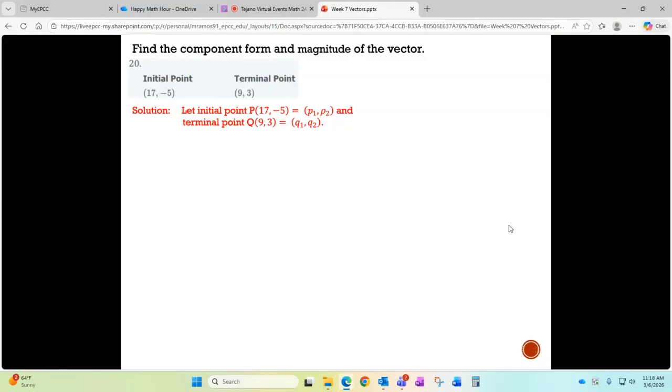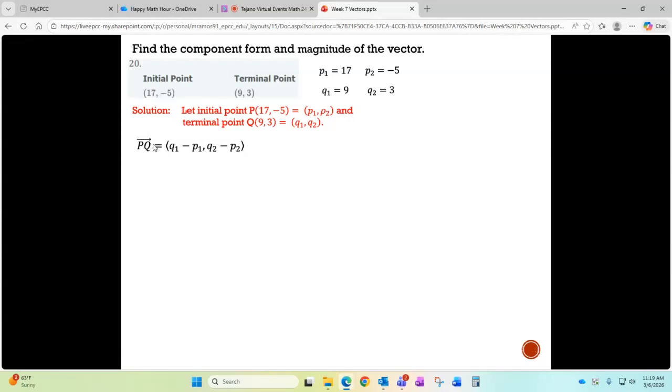Okay, let's do another example. Find the component form and the magnitude of this vector. Initial point of 17, -5, and terminal point of 9, 3. To split that up and see it better, remember the initial point is our P, so we have P1 and P2. Our terminal point is Q, so we're going to have Q1 and Q2, and we can label those to help us see that and plug that into our formula better.